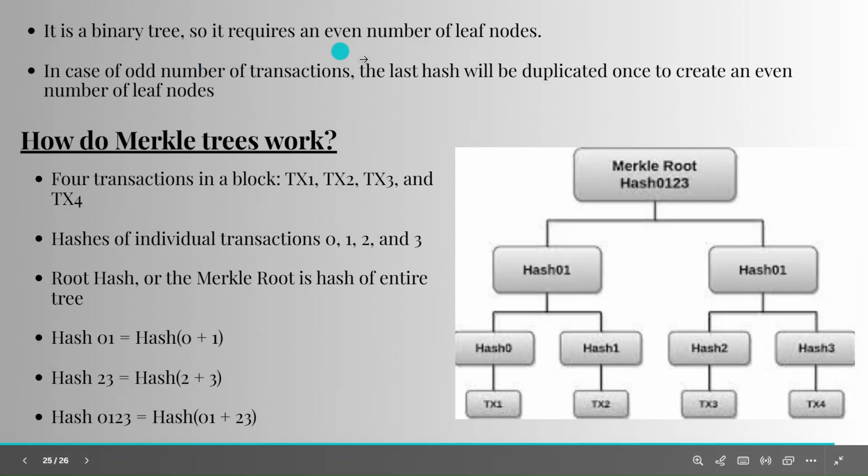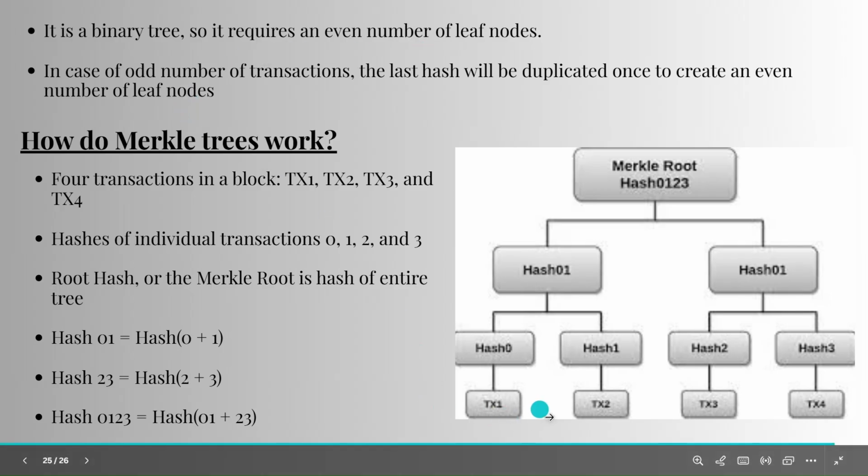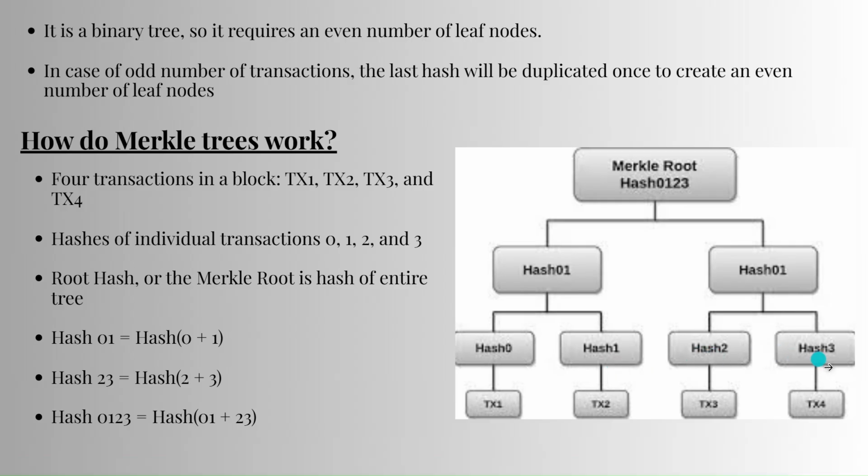So binary होता है, so it requires an even number of leaves. If odd numbers of transactions हैं तो duplicated ones को create किया जाता है. So how it works, हमारे पास suppose 4 transactions हैं. सो इन ट्रांजैक्शन का हैश क्रिएट किया जाता है. सो हैश 0, हैश 1, हैश 2, हैश 3, दीज आर द लीफ नोड्स.